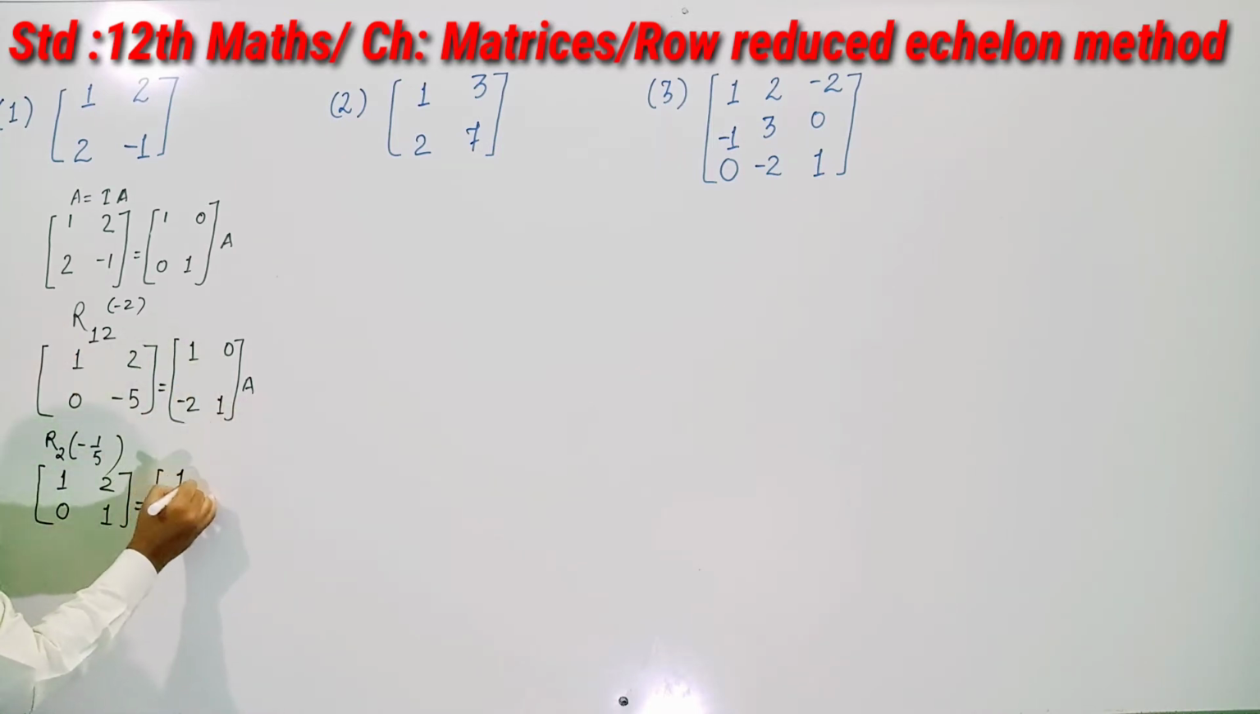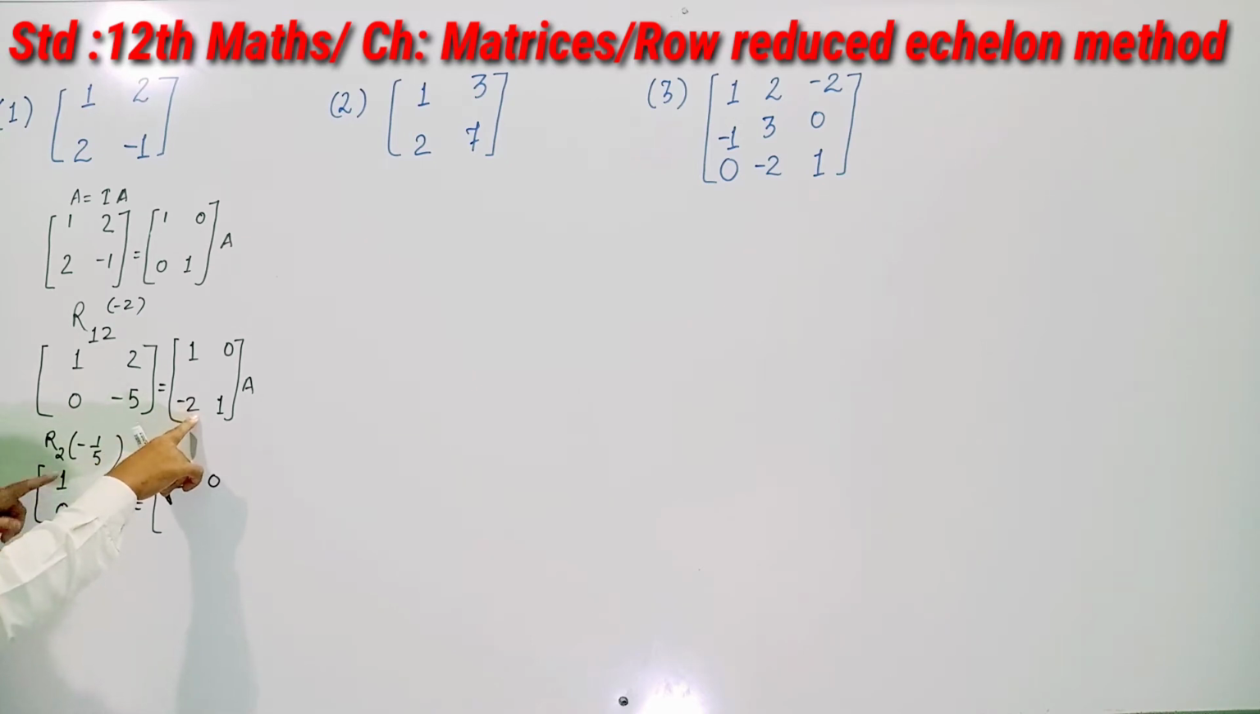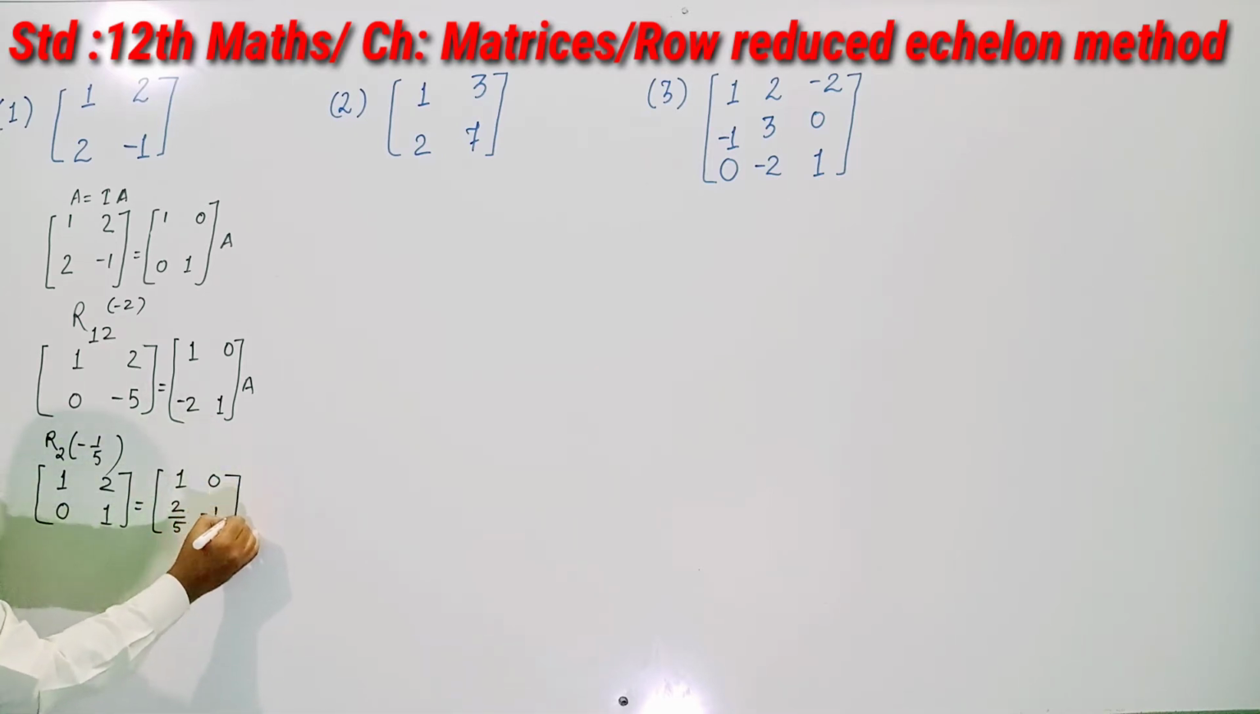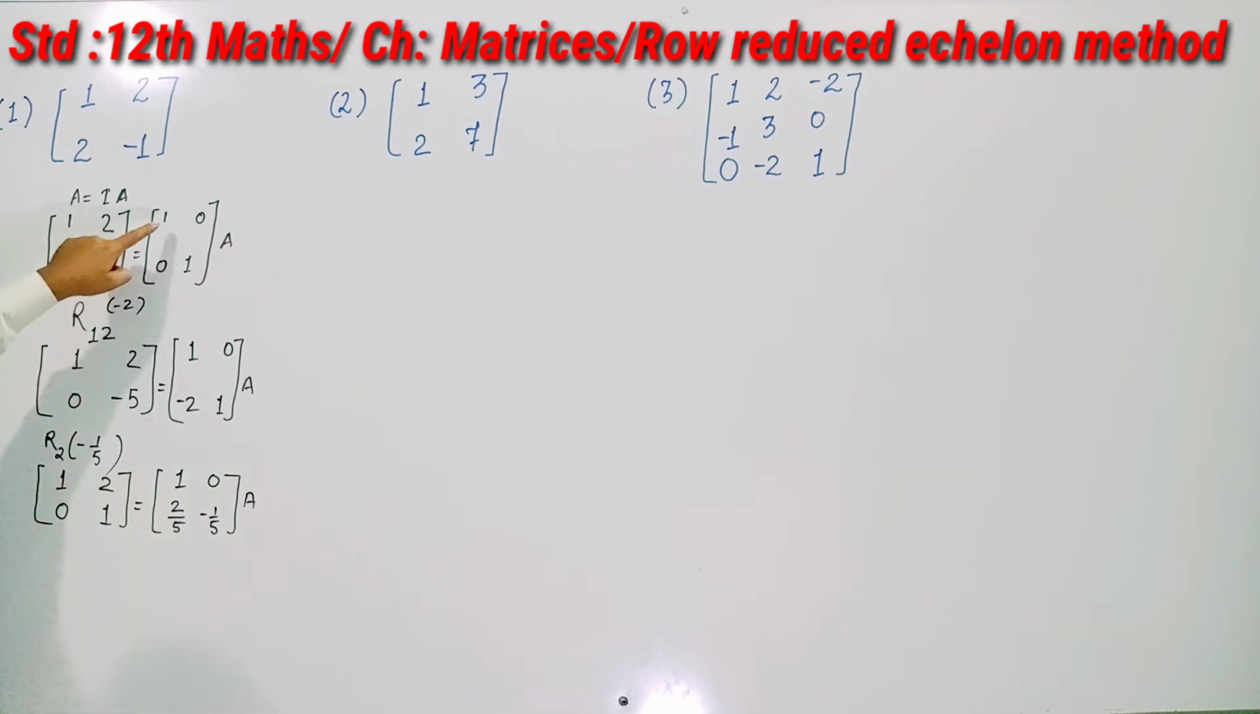Similarly, there will be no change because you have done the operation in R2, in row 2. So you will multiply minus 2 by minus 1 by 5. There will be 2 by 5. And here will be minus 1 by 5. Okay, students? Now we got 1, we got 0, we got 1. Now in place of 2, we require 0. So what we will do? R2 multiplied by minus 2 and added to R1. This row is to be multiplied by minus 2 and added to R1. Then in place of 2, we will get 0. So students, here we can write, there will be no change in R2. So 0 and 1.